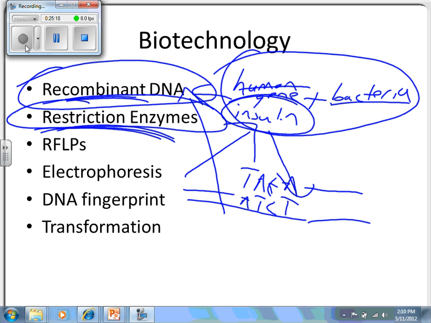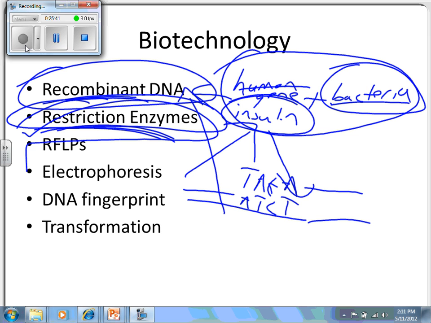So if you're trying to make a piece of recombinant DNA that's part human and part bacterial, you're going to cut the human DNA with a certain restriction enzyme. Then you're going to take a piece of bacterial DNA and cut it with the same one. If you use the same enzyme, these little, what we call sticky ends, will match up, and you can put them together.